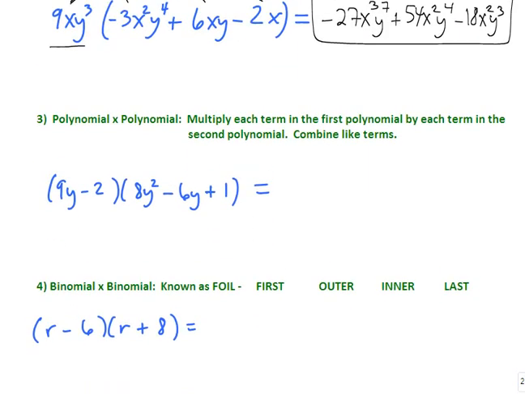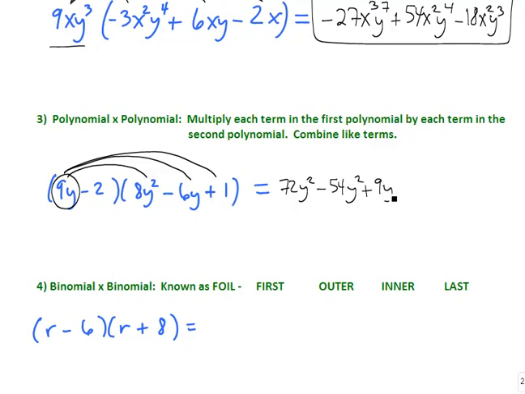Finally, in our last case scenario here, we're going to do a polynomial times a polynomial. So we're going to multiply each term in the first set of parentheses times every term in the second set of parentheses. So I'm going to start by taking my 9y times 8y squared, the negative 6y, and the positive 1. So 9y times 8y squared is 72y squared. 9y times negative 6y is negative 54y squared. And 9y times positive 1 is positive 9y.